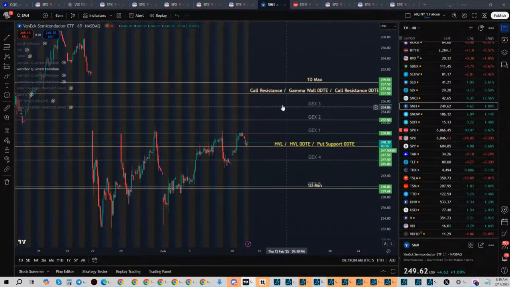But just looking at this as a bellwether, what we see here is with this chop, we see dispersion within the SMH index. So what that means is some of the constituents go up, some of the constituents go down, and there's rotation within the index.